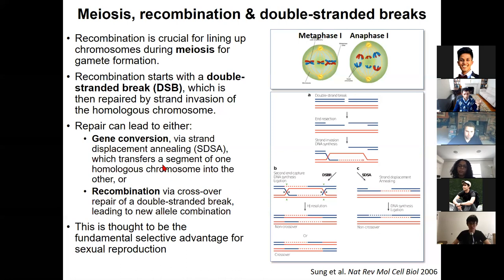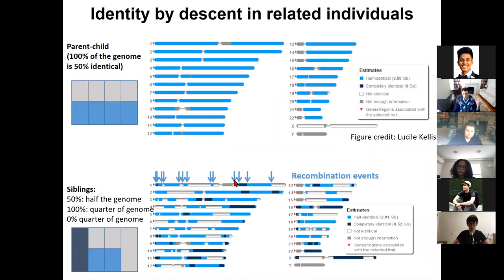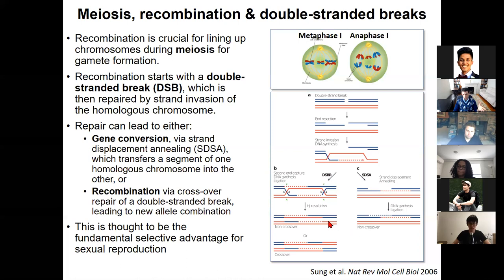And that's gene conversion. Or it could result in recombination, where you don't have a blue chromosome anymore, but you have a blue followed by red, where you end up with these recombination events, okay? And that's one of the fundamental selective advantages of sexual reproduction, the fact that you can have two copies of every allele, and you can line these up correctly, and you can have dominant and recessive effects, and so on and so forth, okay?